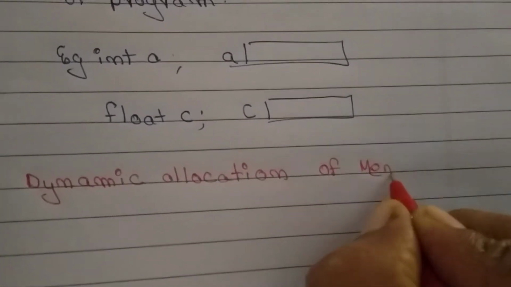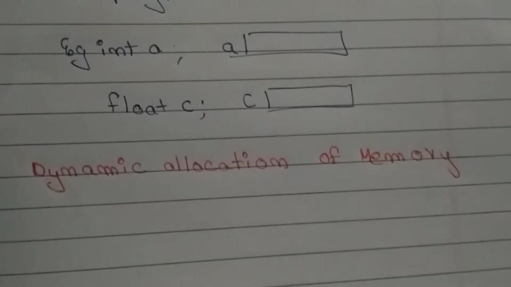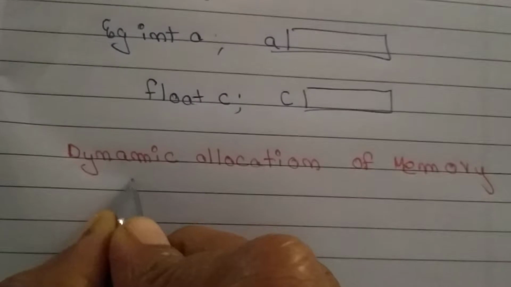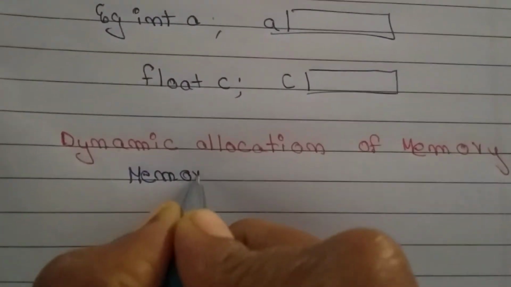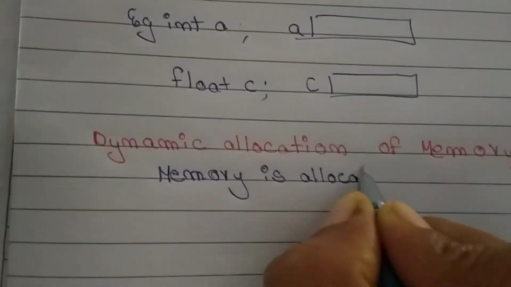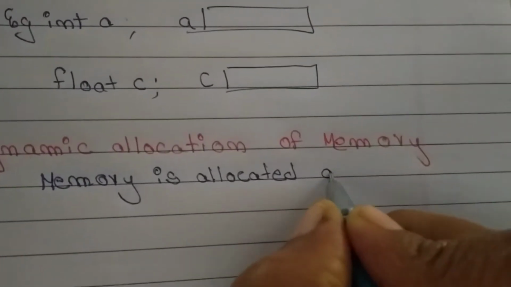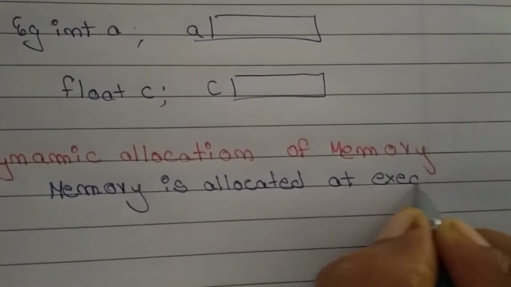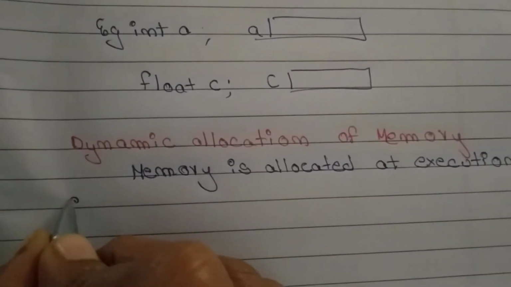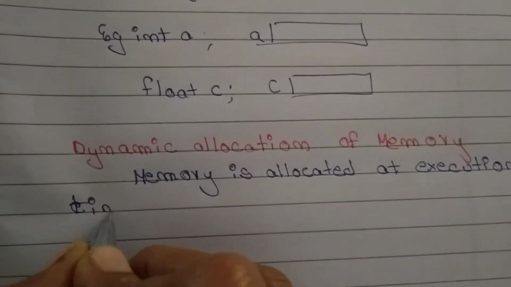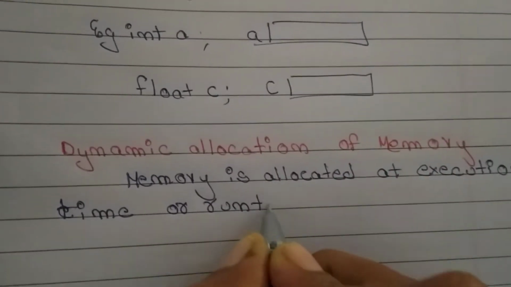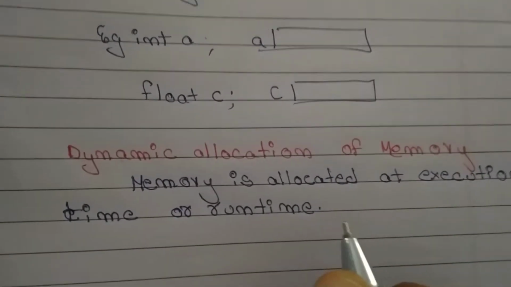Next one is dynamic memory allocation. What do you mean by dynamic memory allocation? Memory is allocated at execution time or runtime. Means when we are executing the program, we are going to allocate the memory. Memory is allocated during execution time or runtime. That we call it as dynamic memory allocation.